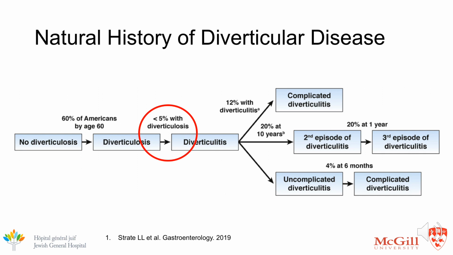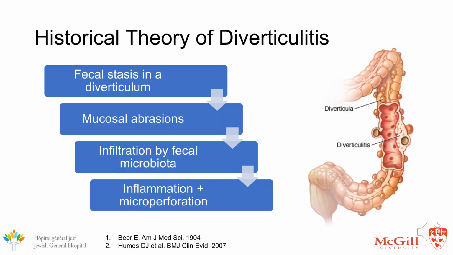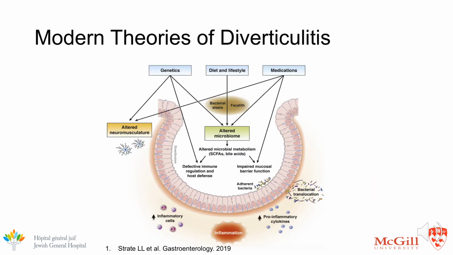Much of the link between antibiotics and diverticulitis is rooted in the long-standing but unproven pathophysiology of how a patient goes from having uncomplicated diverticulosis to an episode of inflammation. As early as 1904, surgeons believed that fecal stasis was the underlying mechanism leading to diverticulitis. Stasis within a diverticulum caused mucosal abrasions, followed by the infiltration of fecal microbiota, and ended in inflammation and microperforation. And like many pathologies in general surgery that involve luminal obstruction, stasis, and perforation, antibiotics were thought to be needed.